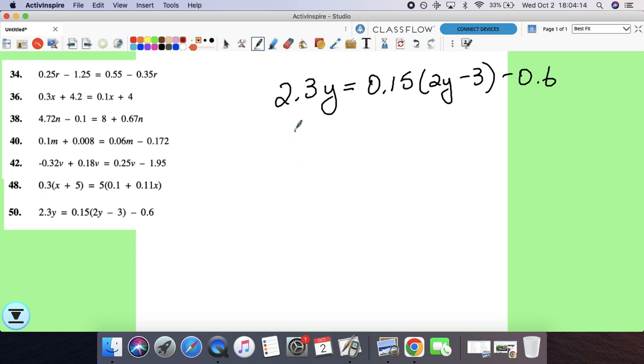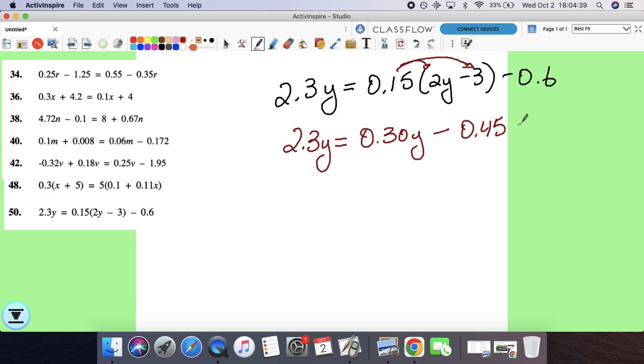So here we go. 2.3y, that stays, nothing to do. Distributive property happens here. 0.6 does not participate. So 0.15 times 2 is 0.30y, and then 0.15 times negative 3, well, first of all, it's a positive times a negative, so it's a negative, right? And that gives me 0.45 minus 0.6. Did I forget anything?